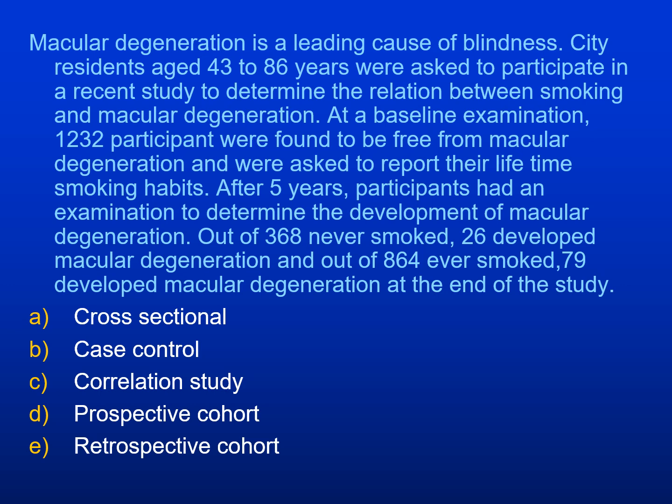Out of 368 never smoked, 26 developed macular degeneration, and out of 864 ever smoked, 79 developed macular degeneration at the end of the study. This study is a cross-sectional or a case control or a correlation study or a prospective cohort or a retrospective cohort.